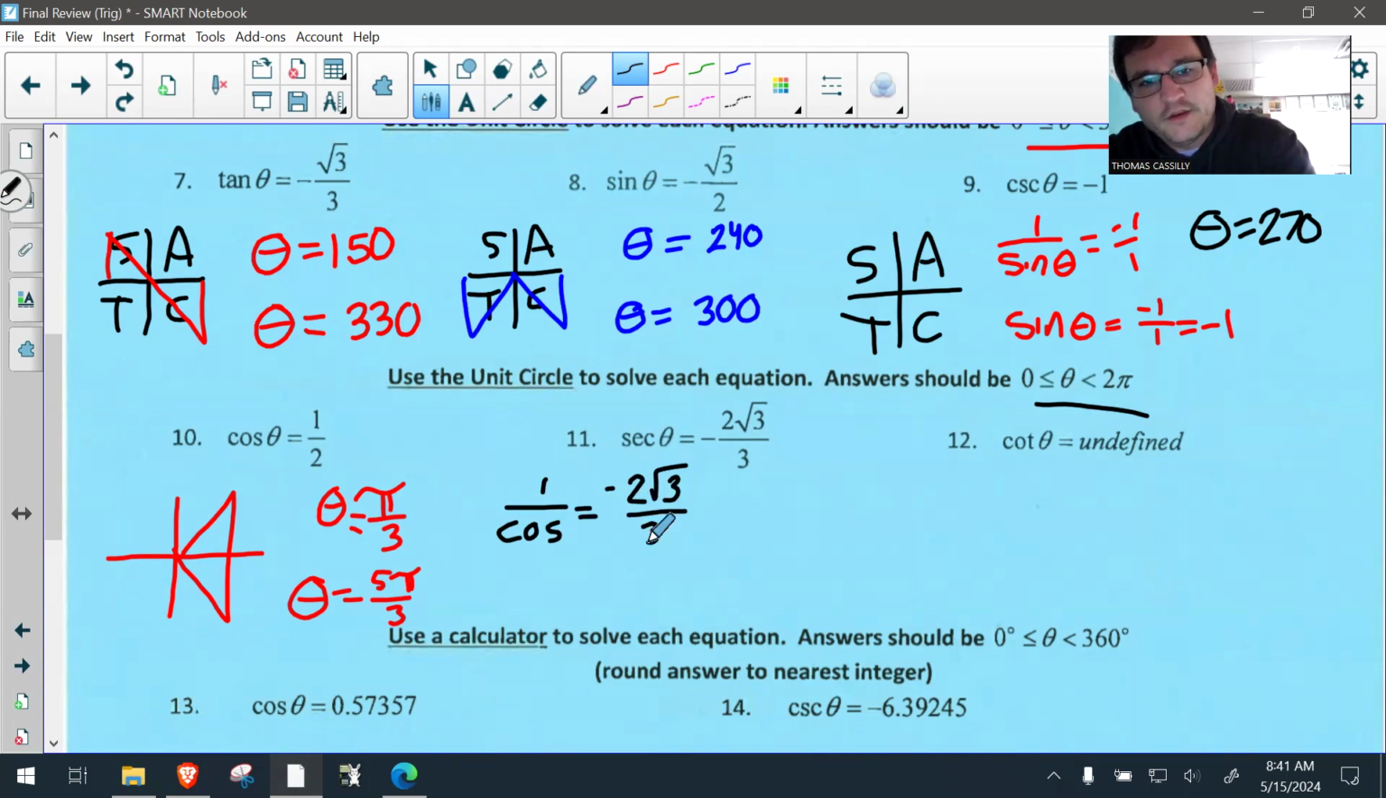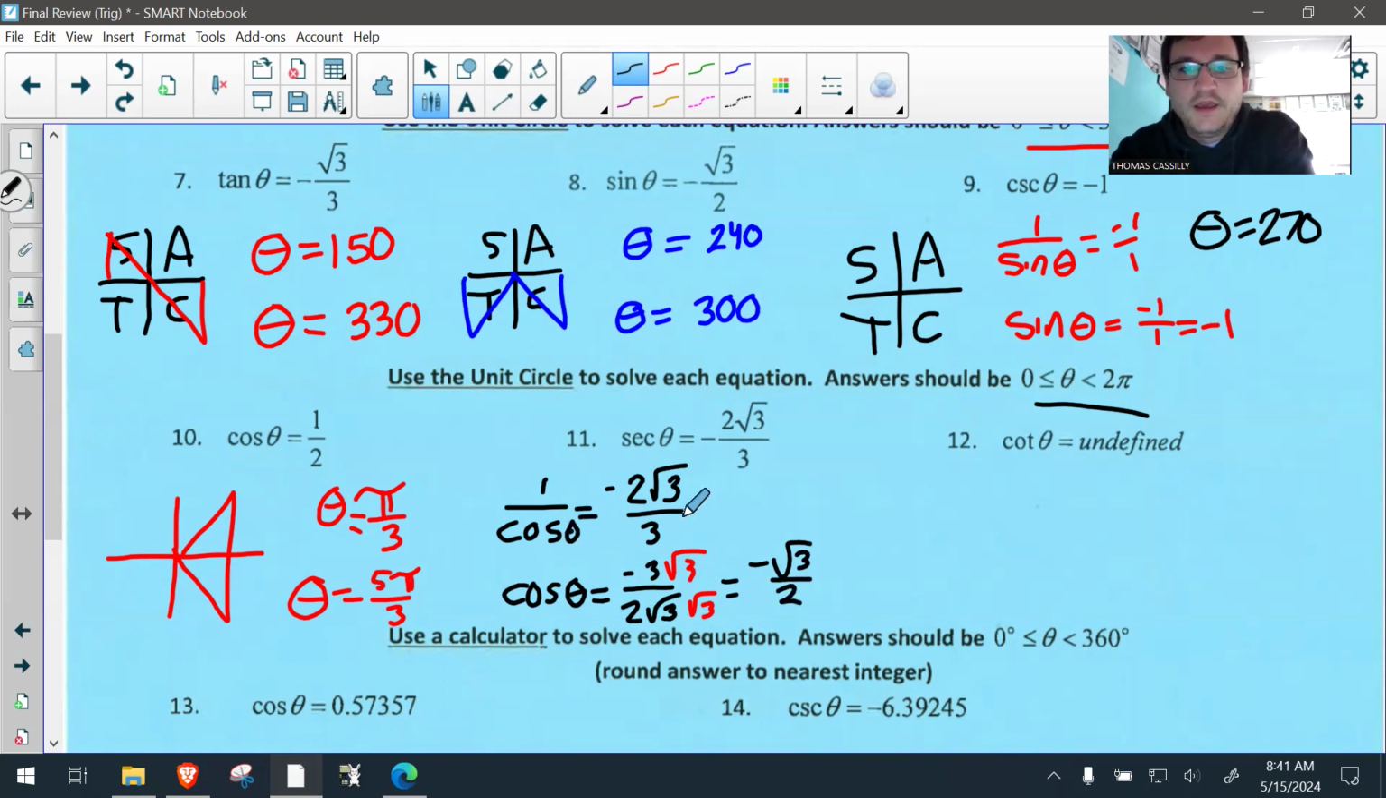So flipping that upside down, we're going to have cosine theta equals, I'm going to keep the negative on top, -3 over 2 radical 3. Rationalizing that denominator, I'm going to put a root 3 on top, root 3 on bottom. That gives us negative square root of 3 over 2, right?